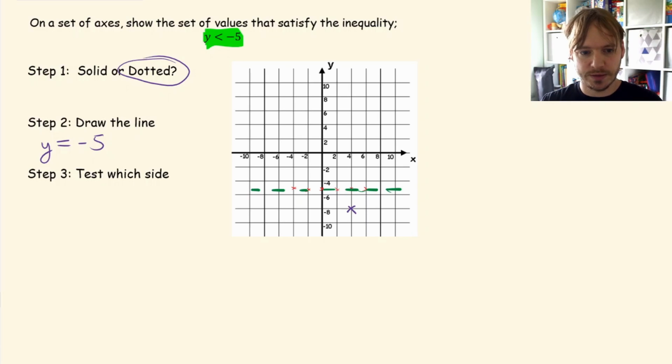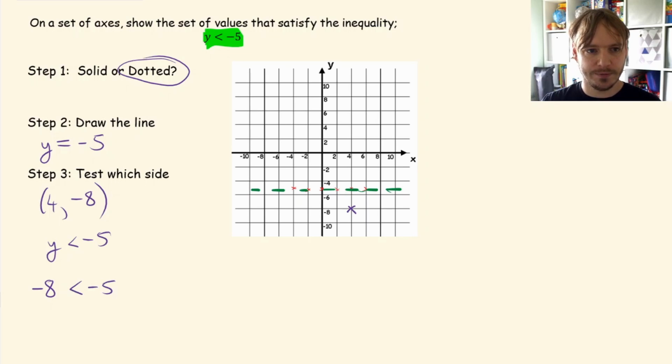So this point is 4, -8. Okay, that's the point I've picked. So I just need to substitute these numbers into my inequality. My inequality says y is less than -5. Y is -8 on my point. So -8 is less than -5. Well, that is definitely true.